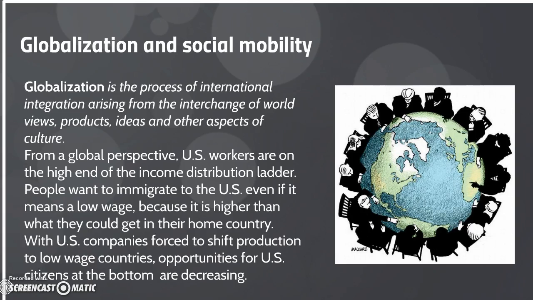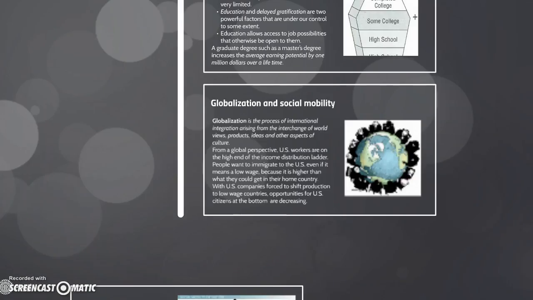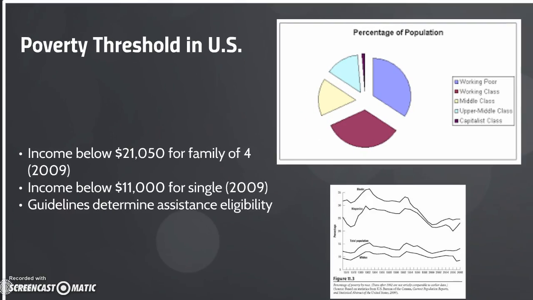companies and factories are sent overseas, and people who used to have jobs building cars in Detroit end up unemployed while someone in China or Mexico or Brazil is building the same car and making more money. From a global perspective, U.S. workers are on the high end of the income distribution ladder. People want to immigrate to the U.S. even if it means a low wage because it is higher than what they could get in their home country. With U.S. companies forced to shift production to low-wage countries, opportunities for U.S. citizens at the bottom are decreasing. This is one of the reasons for growing inequality.